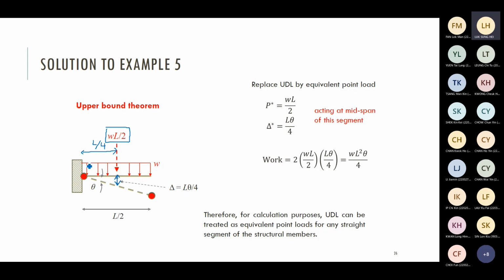Now you can ignore the UDL. Just treat this as a concentrated force. Concentrated force times delta gives you external work. Same numbers. So you can calculate external work by considering an equivalent point force, if you like. Just see which one is more comfortable from your point of view. You may use integration, or you may convert UDL to an equivalent point force, and then treat this as a point force. Point force times displacement gives you work done.